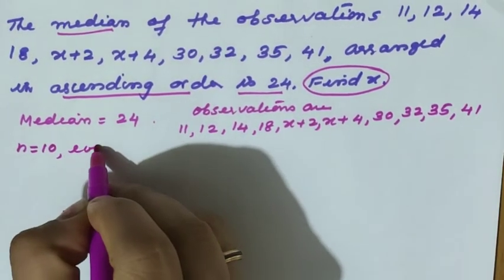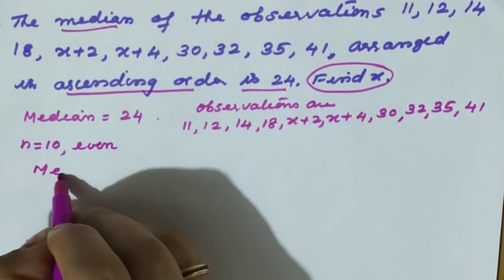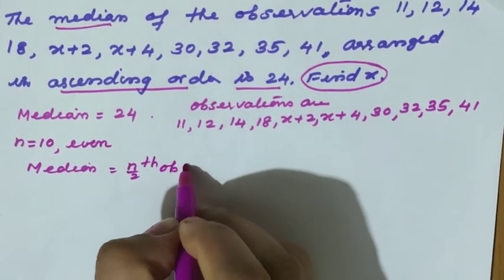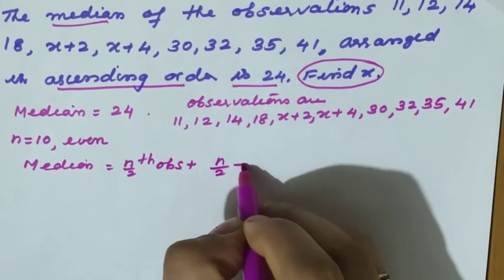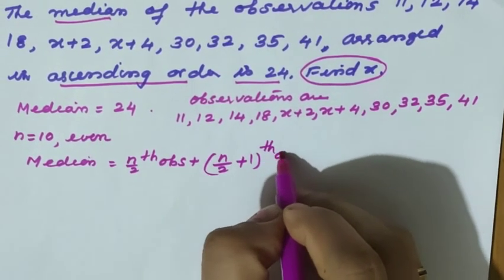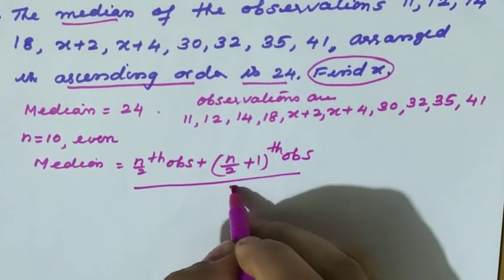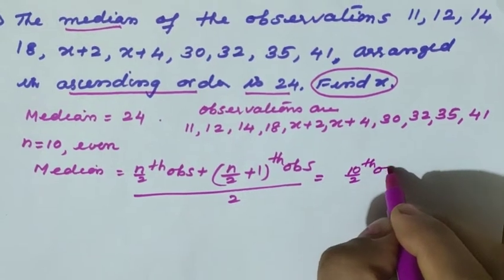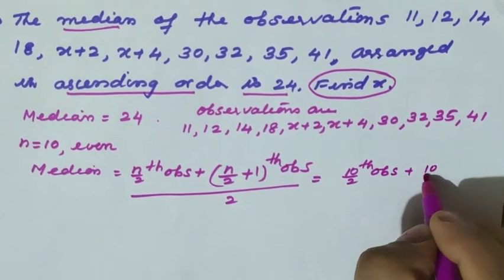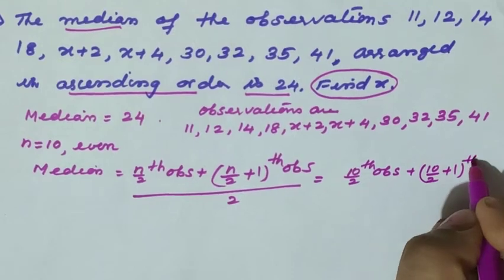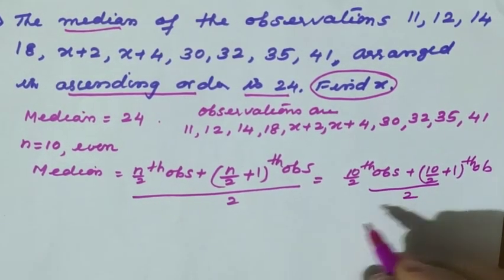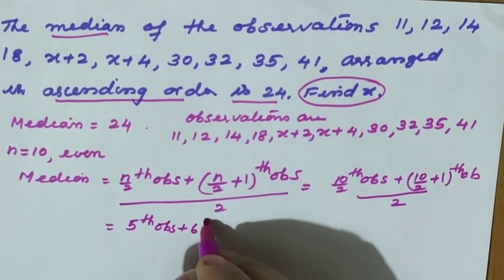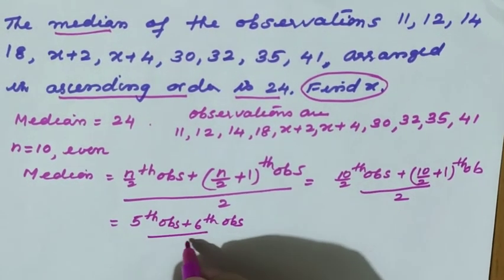10 means even number. According to the formula, what is the median? n by 2th observation plus n by 2 plus 1th observation divided by 2. That means 10 is n only. So n 10 by 2th observation plus 10 by 2 plus 1th observation divided by 2. That means 5th observation plus 6th observation divided by 2.